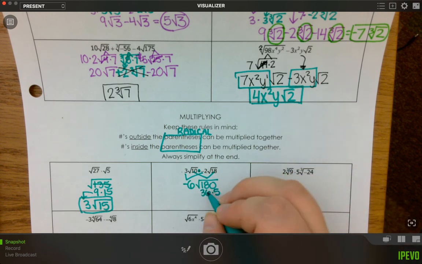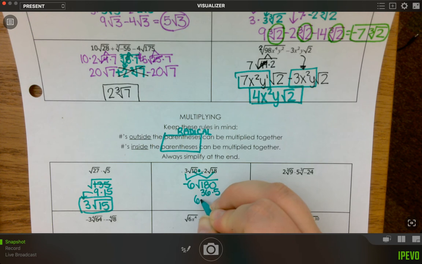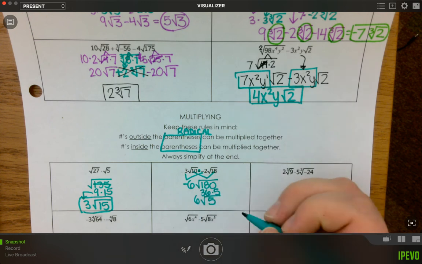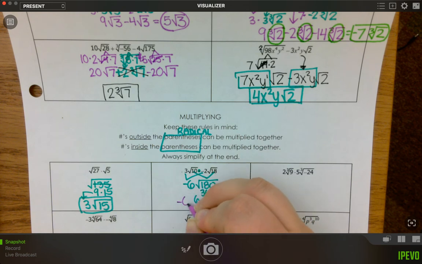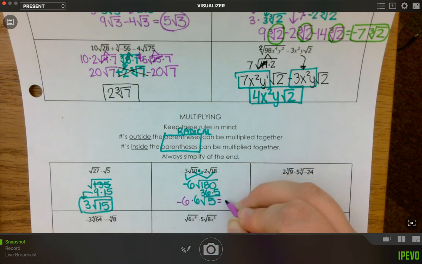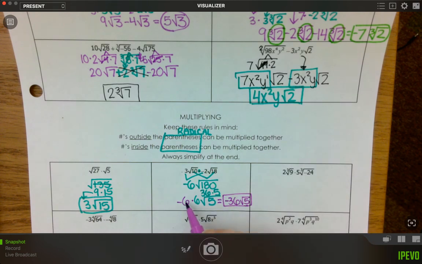And the square root of 36 is 6. 5 has to stay underneath. And then you already had that negative 6 in front right here. So that's going to make this negative 36 square roots of 5. Because we got to multiply negative 6 times 6. Boom.